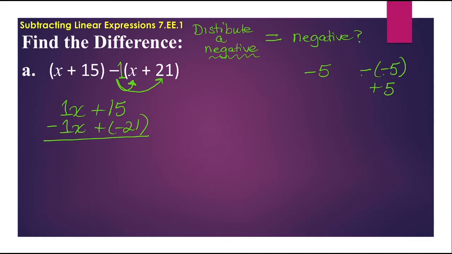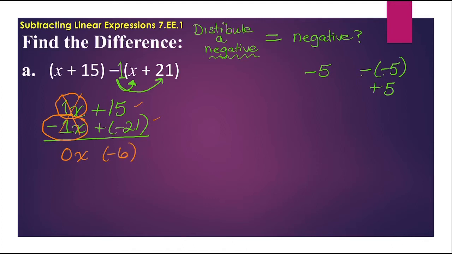Now the interesting thing you might notice is that right here we've got the x's, 1x, and negative 1x. Those cancel each other out. They make 0x. There's no x. They cancel each other out completely. They've wiped each other out. The constants, however, don't wipe each other out. They don't cancel each other out. 15 plus negative 21 is going to make negative 6.